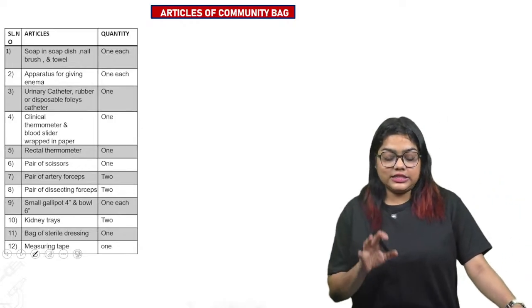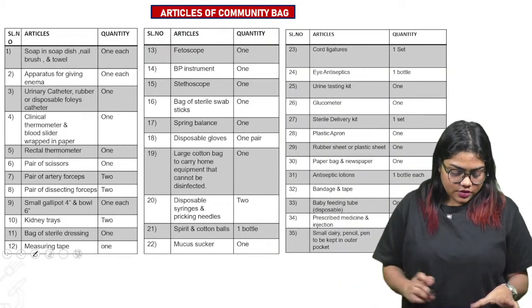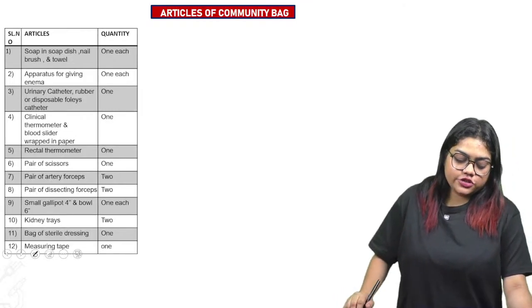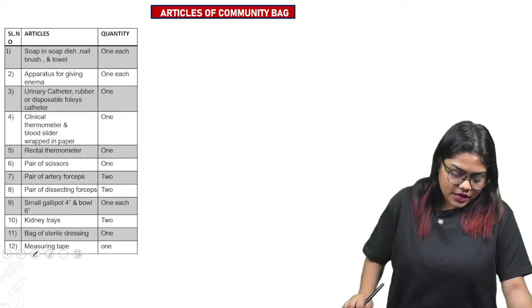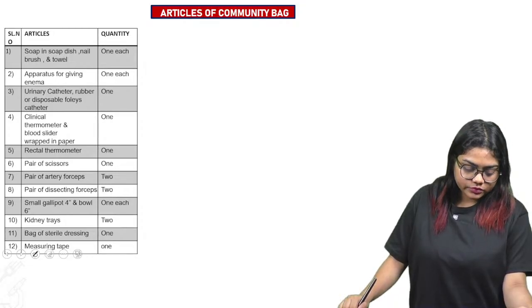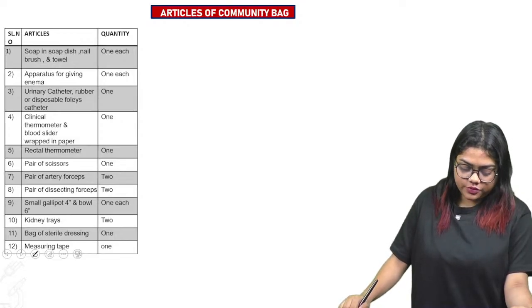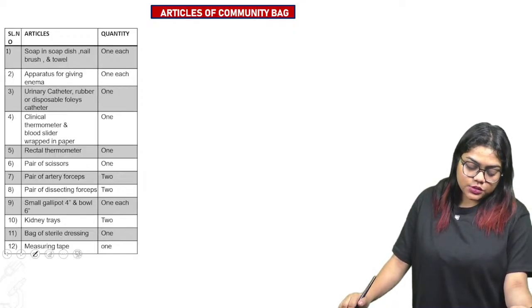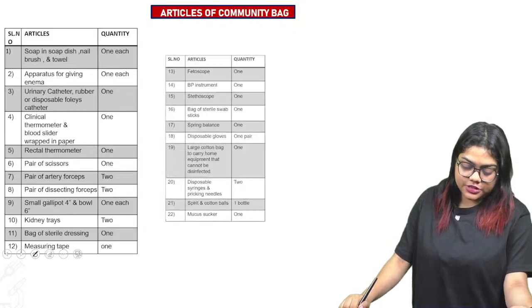Now there are some articles that are present in the community bag. Okay, so let's talk about that. First is soap, dish, nail brush, towel, one of each. Apparatus for giving enema, one each. Urinary catheter, rubber and disposable foley's catheter, one. Clinical thermometer, blood slide wrapper, rectal thermometer, pair of scissors, pair of artery forceps, pair of dissecting forceps, small gallipots, 4, and bowls, 6, kidney trays, bag of sterile dressing and measuring tapes.